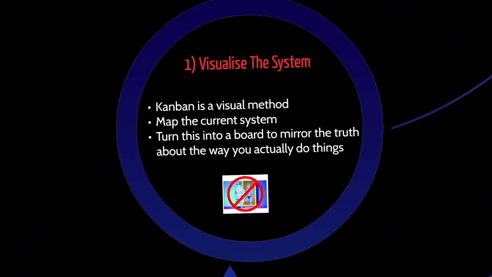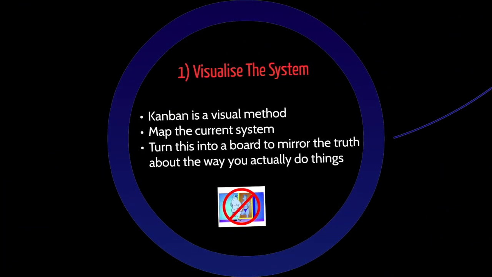Let's move on to the practices of Kanban. Practice number 1 is visualize the system. Kanban is a visual management method which allows us to see what is really going on. We often have an unrealistic belief of what's happening in our work systems, so Kanban looks to take the guesswork out of it. Once we see what's really going on, we can make better decisions about what to do.